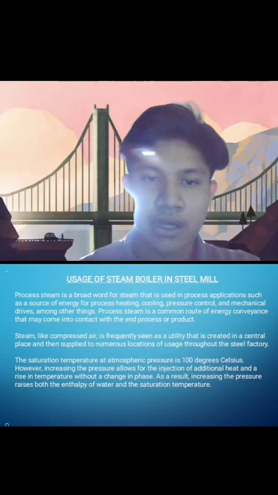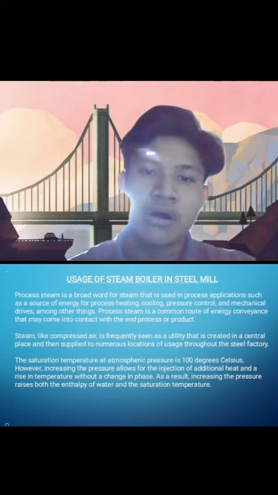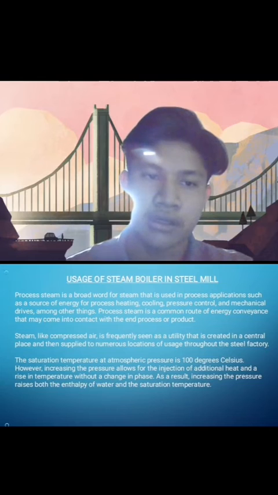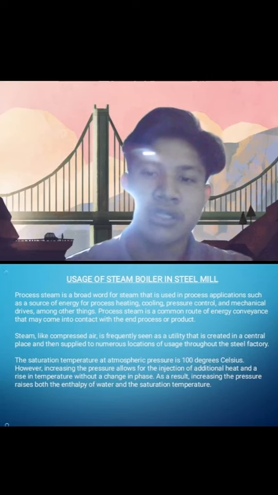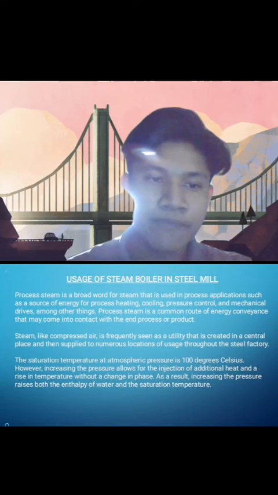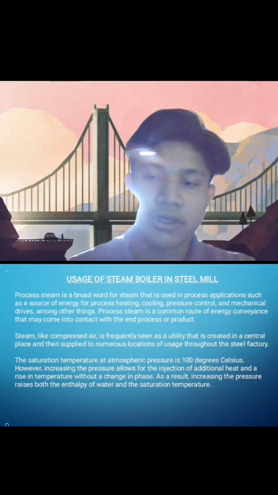Steam, like compressed air, is frequently seen as a utility that is created in a central place and then supplied to numerous locations of usage throughout the steel factory. The saturation temperature at atmospheric pressure is 100 degrees Celsius. However, increasing the pressure allows for the injection of additional heat and a rise in temperature without a change in phase. As a result, increasing the pressure raises both the enthalpy of water and the saturation temperature.